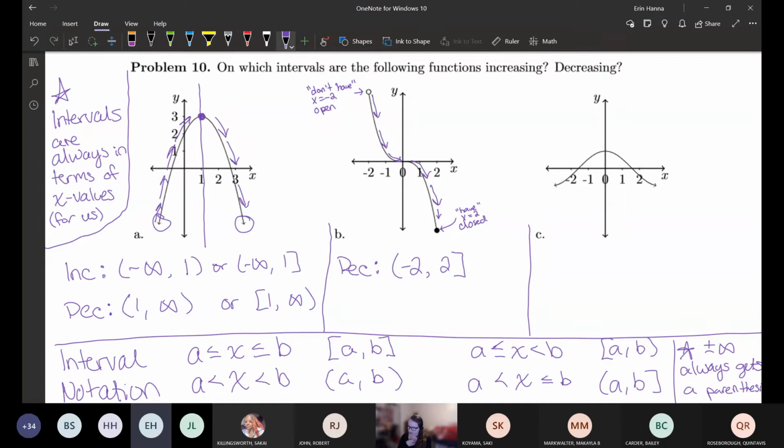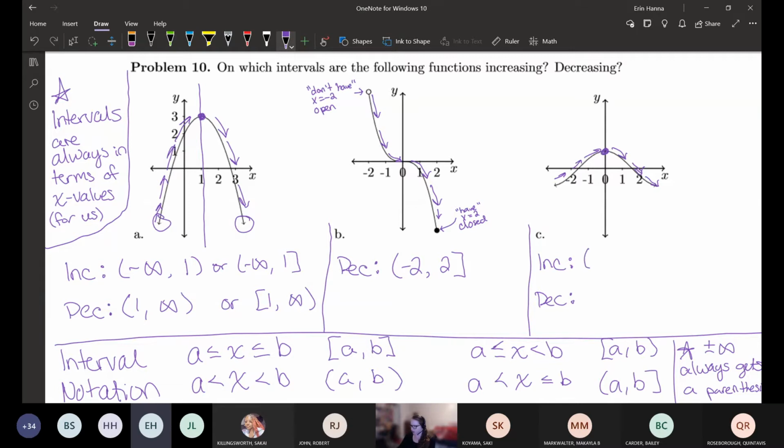Part C, as we read this graph from left to right, we're going upwards, upwards, upwards, and then at this point x equals 0 is when we turn around and start heading down. So in this piece, since it changes, we're going to have an increasing and a decreasing piece. The y values are increasing on that left piece, essentially.